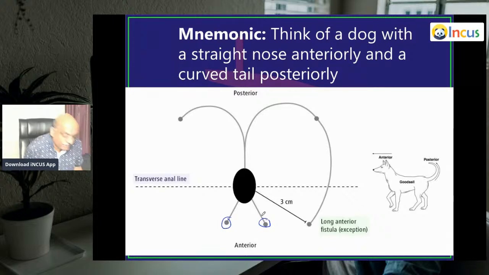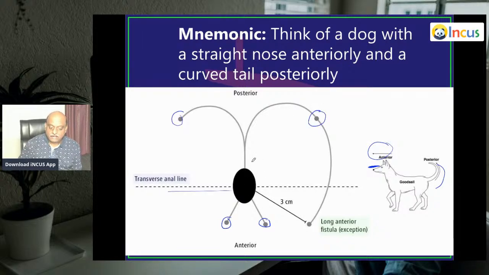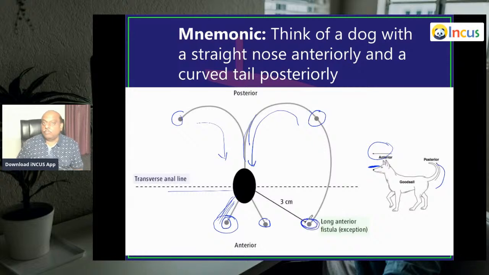Now, you think of a dog. How will you remember this? The dog's face, which is anterior, is a straight line, whereas the dog's tail is curved. So that is a point you need to remember. Whenever the external opening is posterior to the transverse anal line, the typical fistulous tract will be curved. Whereas if it is anterior to the transverse anal line, it is more likely to be straight. But if it is more than 3 centimeters anterior to the transverse anal line, once more that is supposed to be curved. It is not straight.